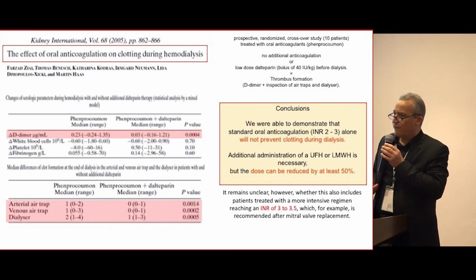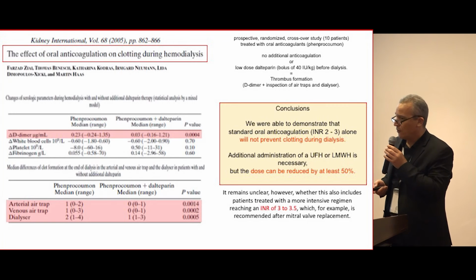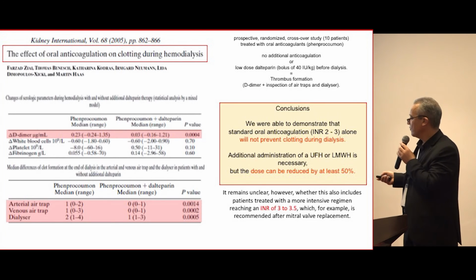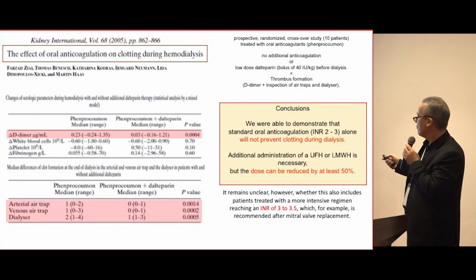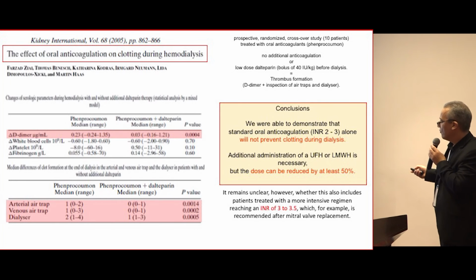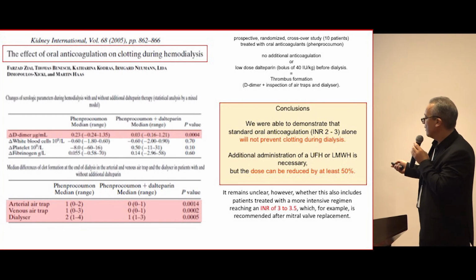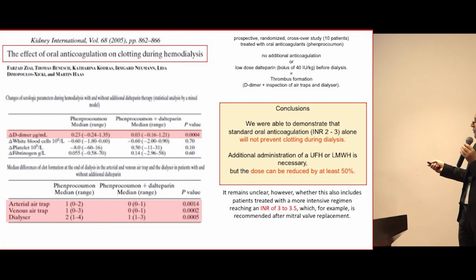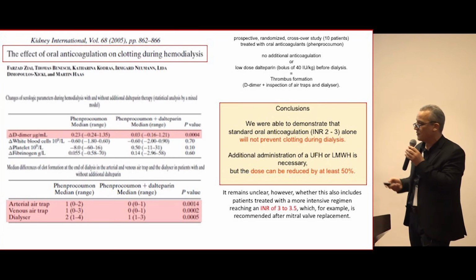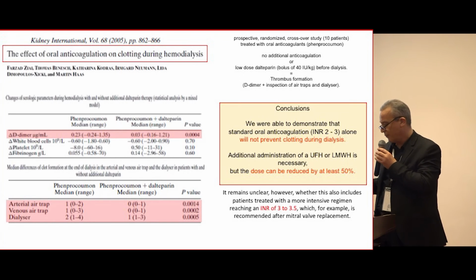What about if patients are already on oral anticoagulation? What do we have to do? The conclusion of this study comparing no additional anticoagulation versus low dose dalteparin in patients on anti-vitamin K is that there is a benefit to using heparin to avoid clotting. They demonstrate that standard oral anticoagulation with an INR between 2 and 3 alone will not prevent clotting during dialysis. So we have to use anticoagulation with heparin for these patients.